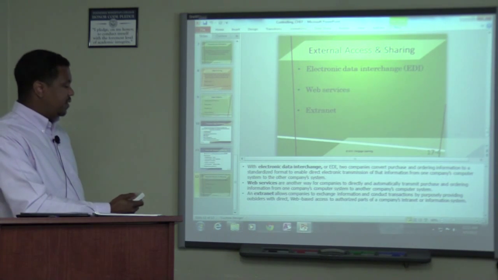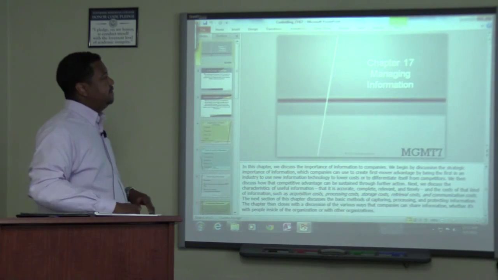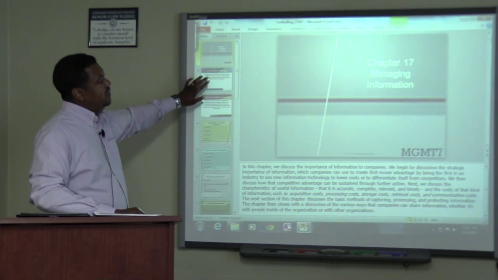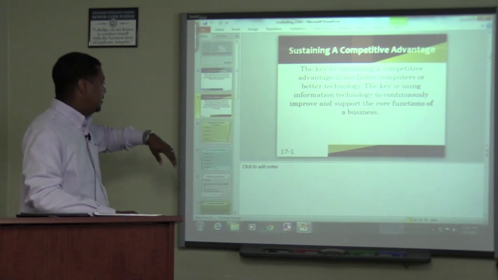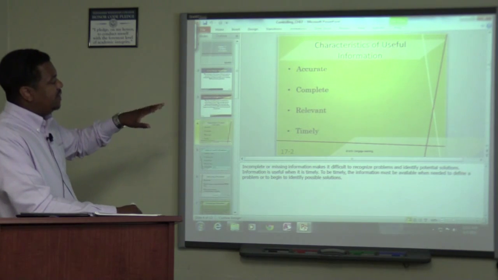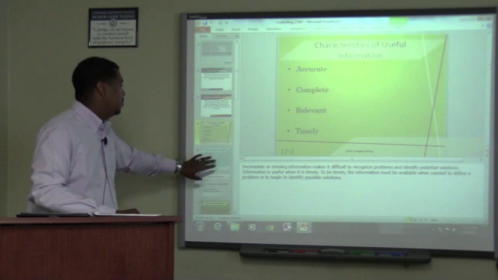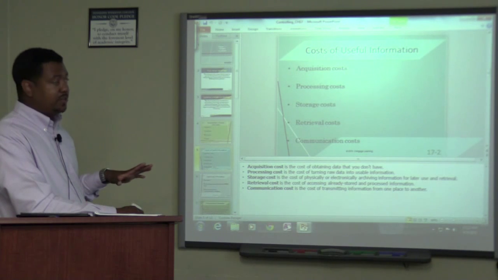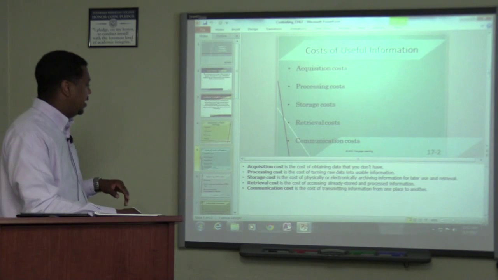So, recapping here, the importance of controlling information. We see that the growing trend of information management is making sure we can be first movers and sustain competitive advantage, and that we have timely, accurate, relevant, and complete information to move forward. We understand that this information can eventually come at a cost to us: acquisition costs, process costs, storage costs, retrieval costs, and communication costs.